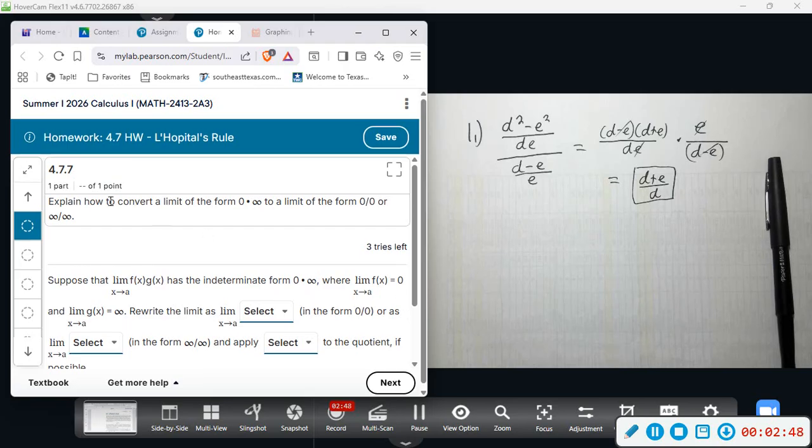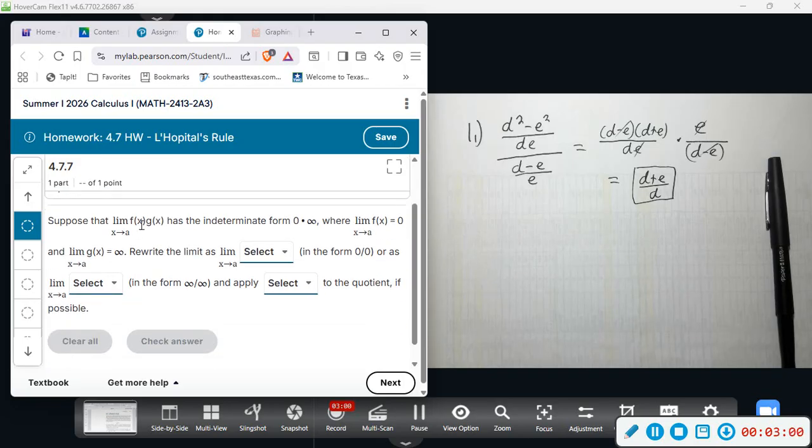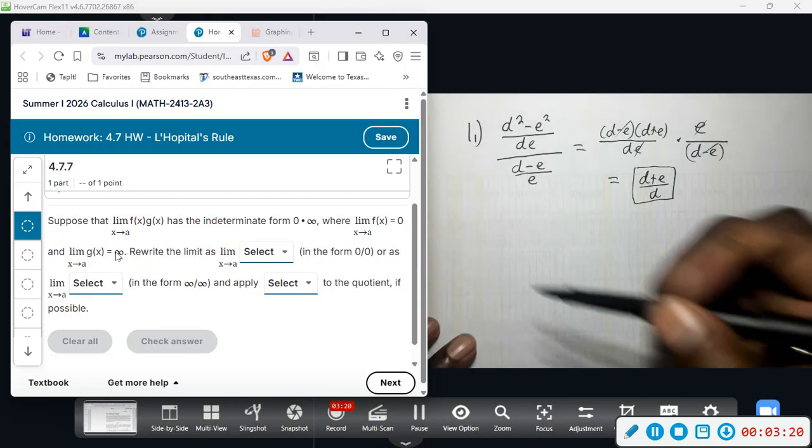All right, here we want to explain how to convert the form 0 times infinity to a limit of the form 0 over 0 or infinity over infinity. So it just says suppose f times g has an indeterminate form 0 times infinity, where the limit as x approaches a of f of x is 0 and the limit of g is infinity. So this is the way the textbook showed it.